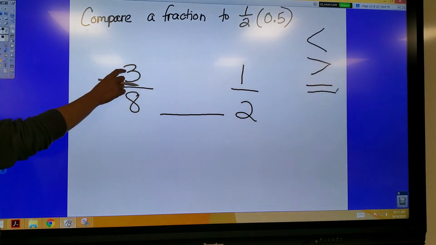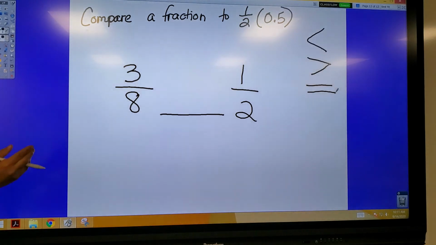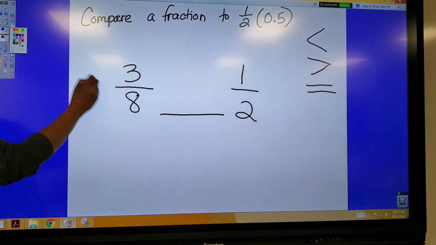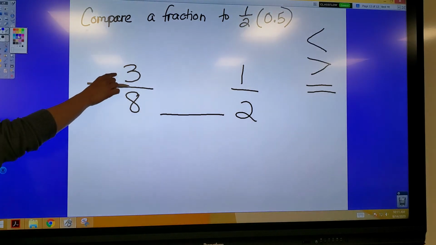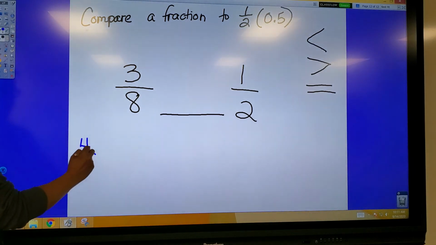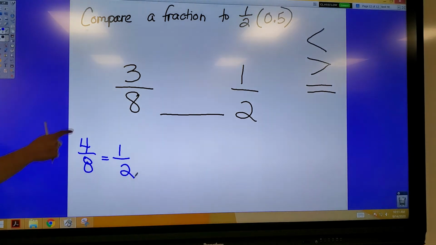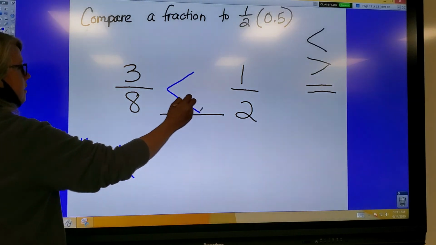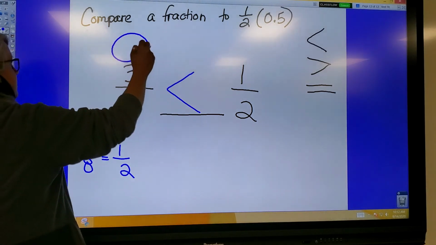What would the top number need to be in order for this to equal 1/2? 4, right? So if you look at the denominator, in order for this to equal 1/2, the numerator would have to be half of the denominator. So 4/8 would equal 1/2. So is 3/8 less than 4/8 or more than 4/8? Less than, okay?